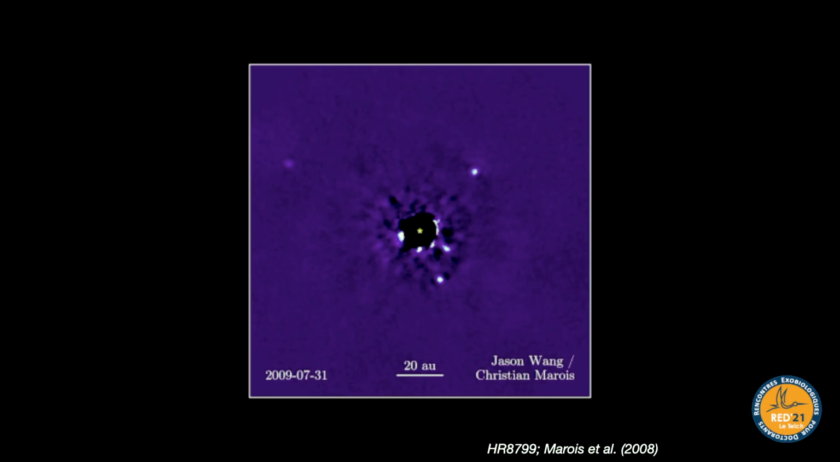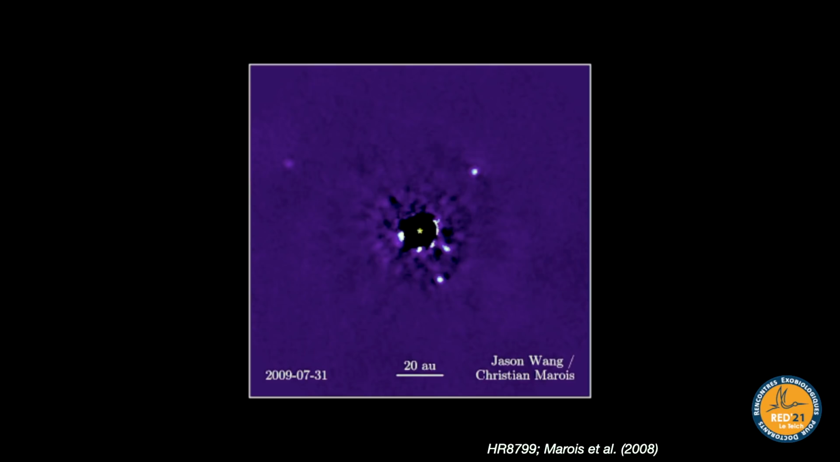Another very famous example is this one, HR 8799, where we actually see not one, but 4 planets around the star, which has been allowed by these coronagraphs.